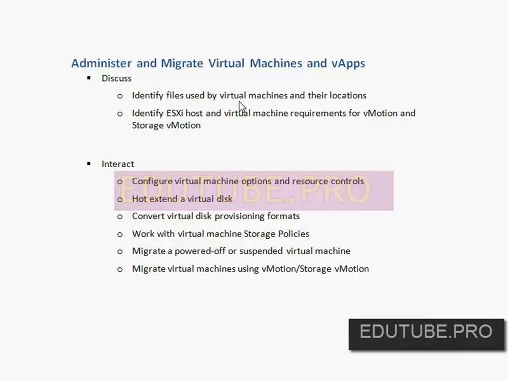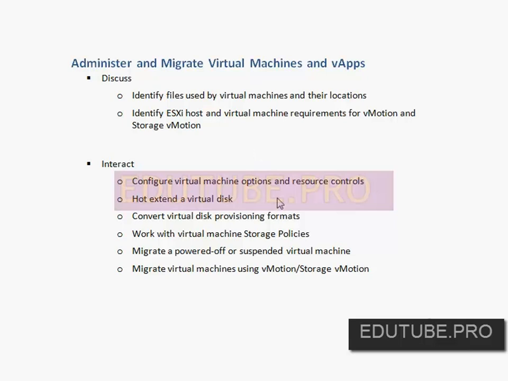I want to spend a minute talking about the virtual machine files, so that when you create a VM, you know what sorts of files get created and where they are. And then when we get into the migration discussion, it's important to understand what the virtual machine requirements are for vMotion and also for storage vMotion, which is vMotion, but instead of moving the brains of the machine, I'm moving the body of the machine from one data store to another.